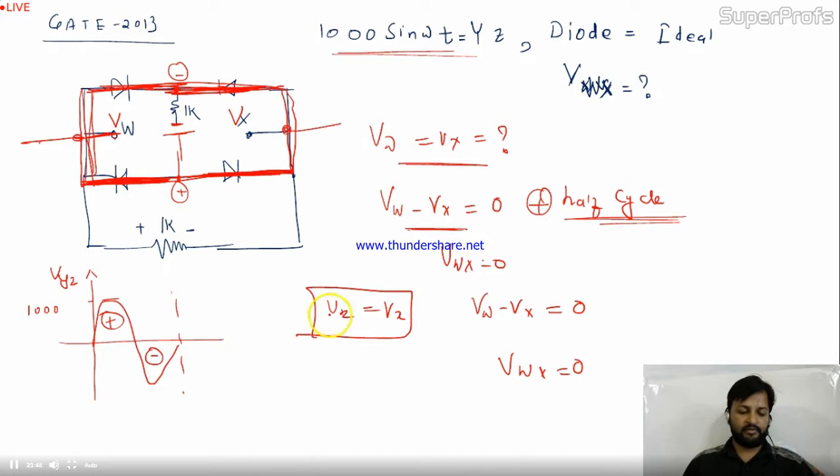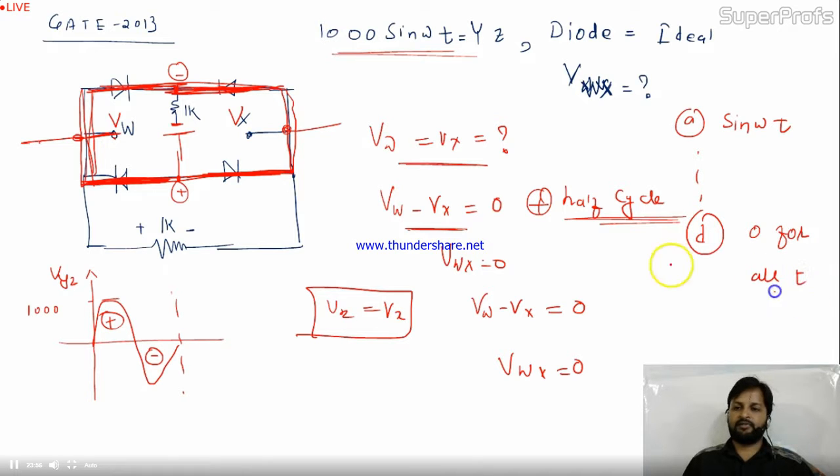And you are given the 4 options. A is sin omega t. And 2 more options are given. And at option D they are giving 0 for all t. So you have to do this, that you are getting 0 for all t's. Is it okay? So I hope the question and the concepts are pretty clear to you.